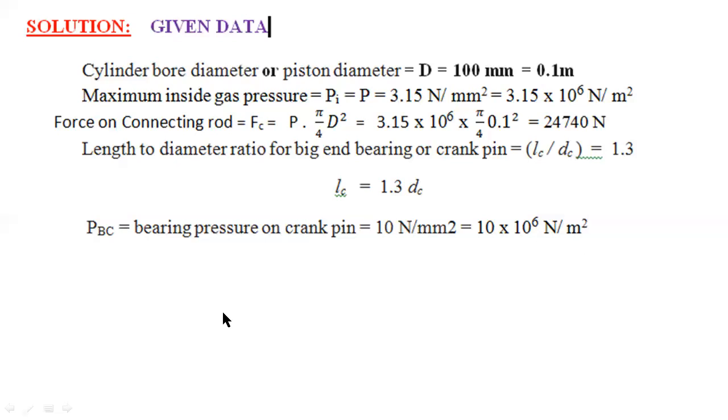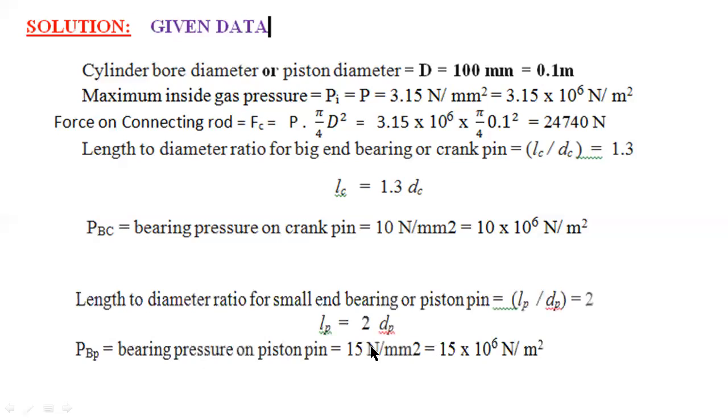Also the bearing pressure for the crank pin is equal to 10 megapascal, that is 10 into 10 power 6 newton per meter square. Similarly, the length to diameter ratio for the small end bearing, which means the piston pin, is the length of the piston pin divided by the diameter of the piston pin. Here suffix C refers to the crank pin and suffix P refers to the piston pin. So LP divided by DP equals 2. From this relation, the length of the piston pin equals 2 times the diameter of the piston pin.